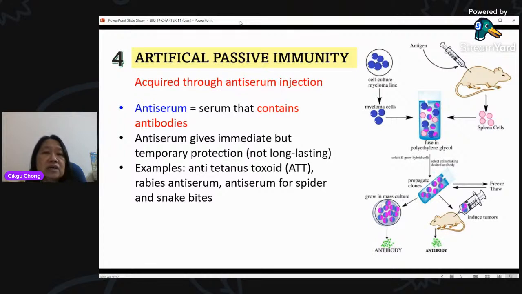Rabies anti-serum, this is if you get bitten by a mad dog, right? If the dog has rabies, you will get rabies as well. The anti-serum for spider bites and snake bites. So in all these cases, you need immediate protection. You need to have anti-serum to neutralize the toxin in the spider bite or the snake bite. If you were to take a vaccine, it will not work because vaccine requires a longer time for your body to produce the antibody. So you need immediate protection. That's why you need to put in the anti-serum injection.